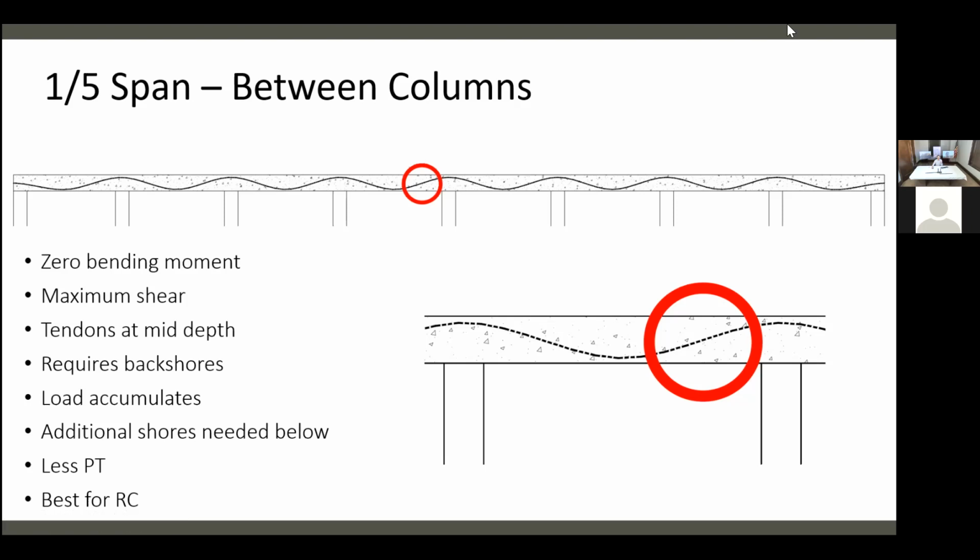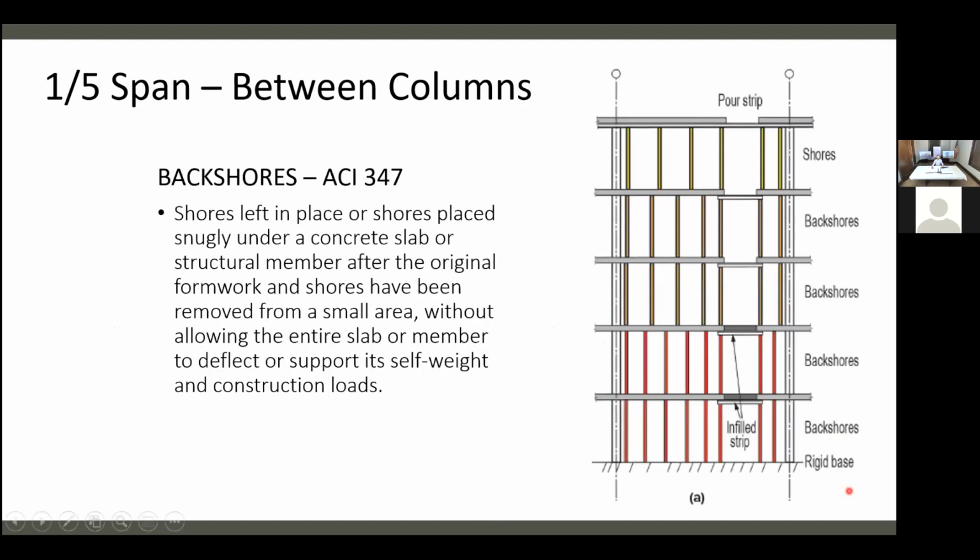They have to have backshoring to support that longer span and support the loads above. So this right here always has to have backshoring. This short span doesn't need it. So you see this often in reinforced concrete. In PT, you see it as well, but you also see a different location in PT because when it comes to PT, you can do something a little different to get away from backshoring.